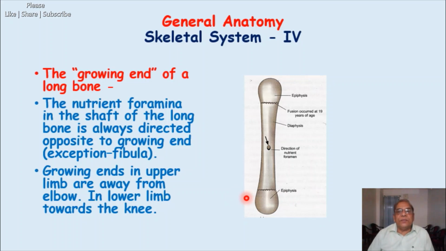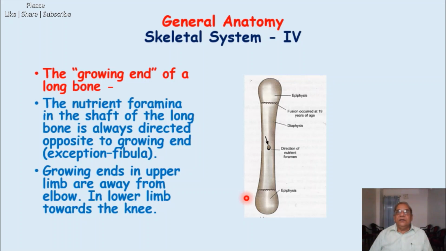Now, what is the applied importance? Why should one know the growing end, especially in the long bones? Say, for example, because of some problem a child is brought to you and you are forced to amputate the upper limb, that means from the arm. The arm has to be amputated, that means you will cut the humerus, in a young child who is still 6, 7, 8 years old.